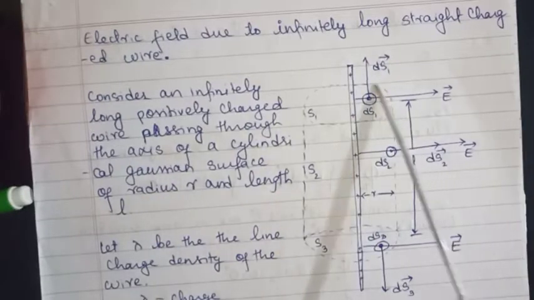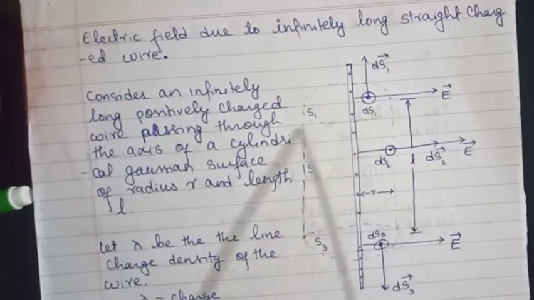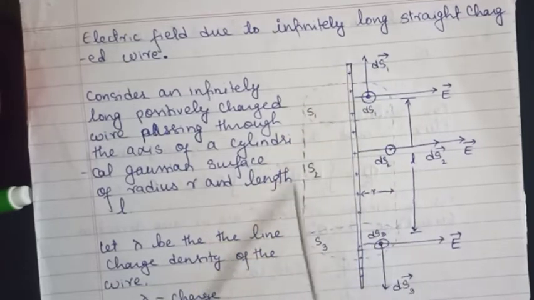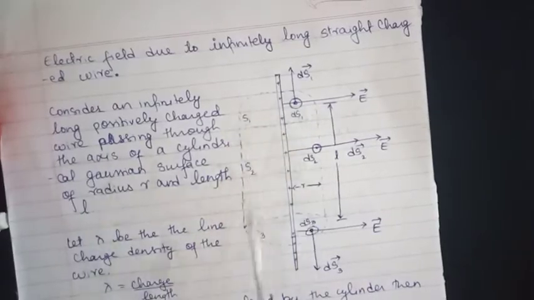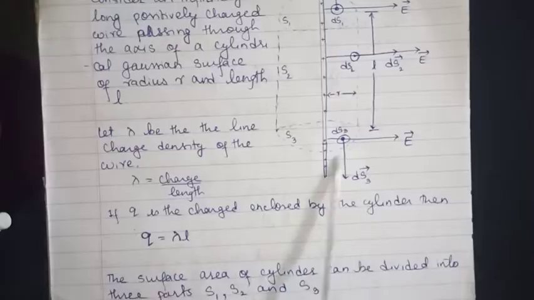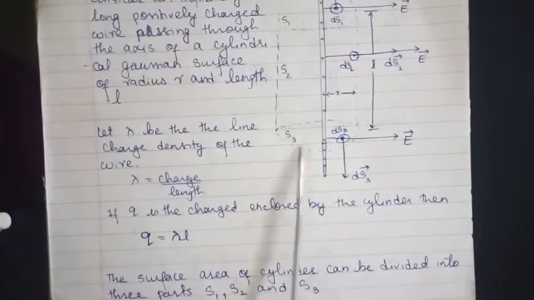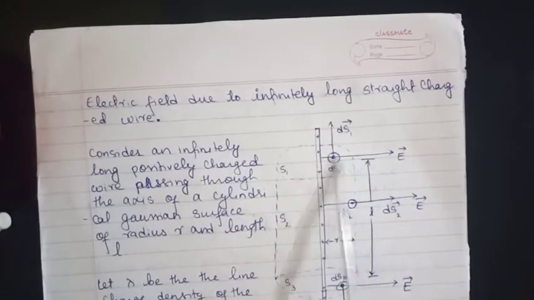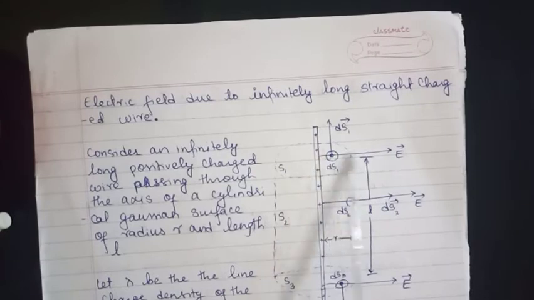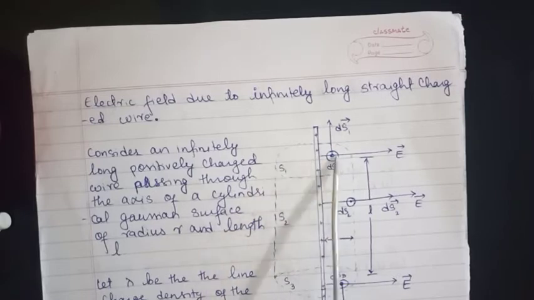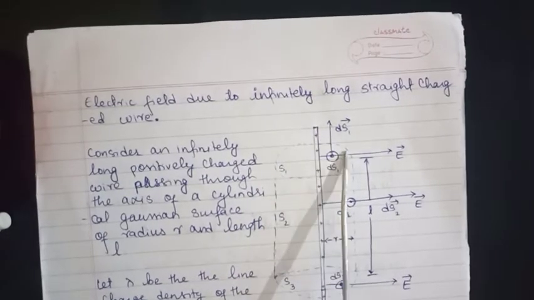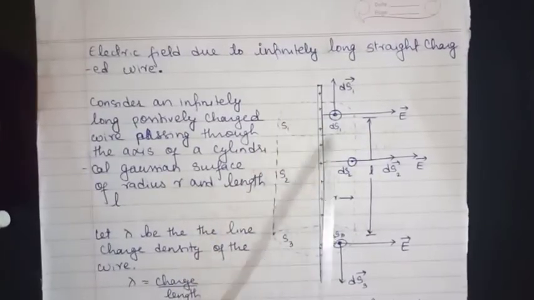Now I will find the flux through this surface and the curved surface, and I'll add them up to find the total flux. Now we will divide the cylinder into three parts, S1, S2 and S3. So you can see this top part is S1, and this middle part is S2, and this bottom part is S3. Now for this surface S1, you can see the direction of electric field is away from the wire, and the area vector, which is perpendicular to the surface area, is going upward. So you can see the angle between them is 90 degrees. So I'll find the flux through this surface first.